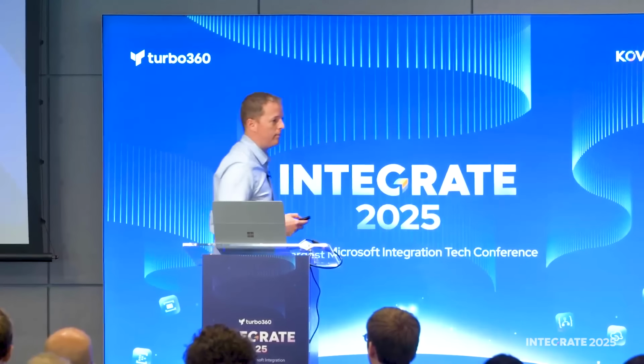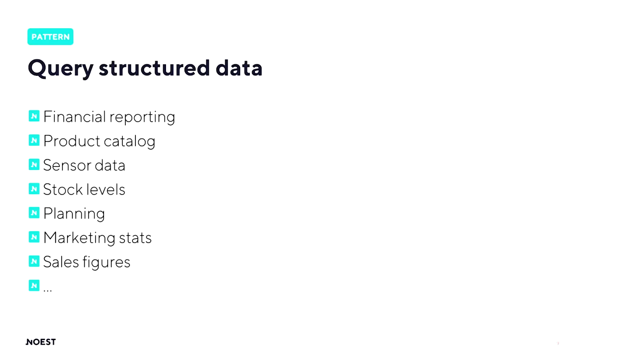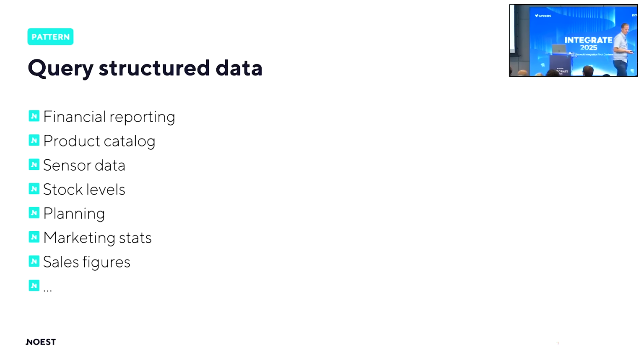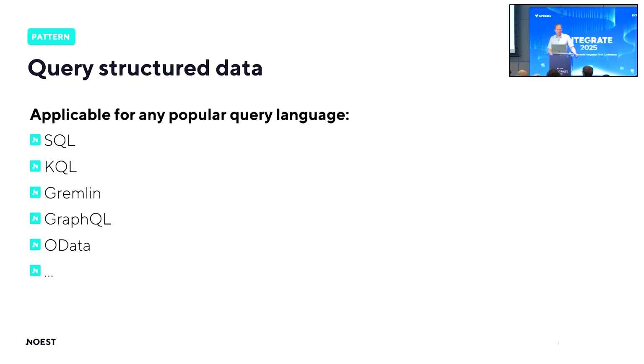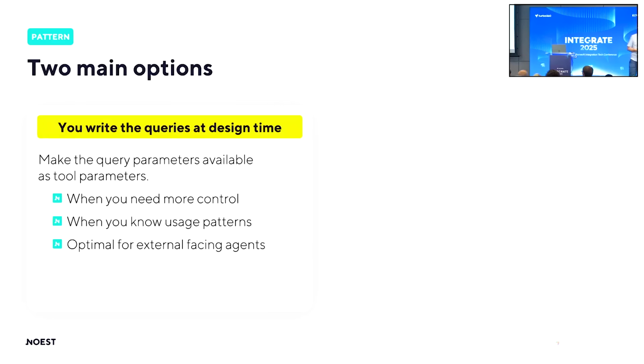Luckily, that information is in a SQL database. So that's also something you often need to do. You often need to query structured data, financial reporting data, a product catalog, sensor data, all these kinds of things are in a database, so you could query it with a large language model. You could do that for SQL, for KQL, Gremlin, GraphQL. All these kinds of query languages are perfect to let the LLM execute queries on your system.